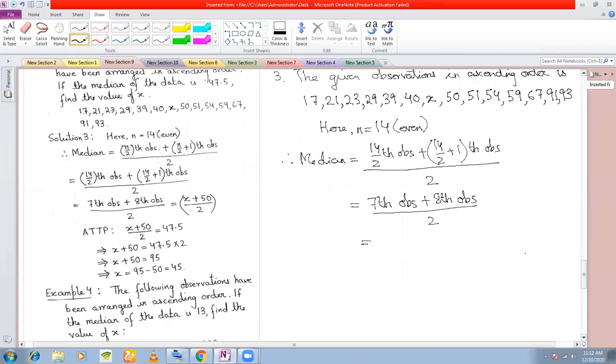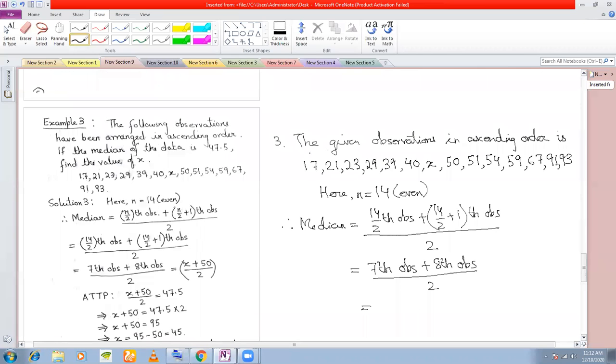So this is the 7th observation. Start counting from the left because it is in ascending order: 1, 2, 3, 4, 5, 6. The 7th observation is x, and the 8th observation is 50. So the median we have found is x plus 50 by 2.